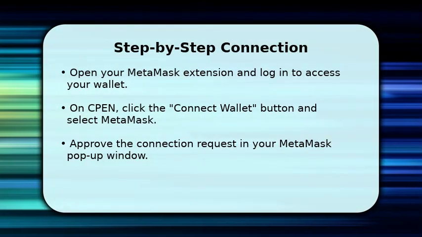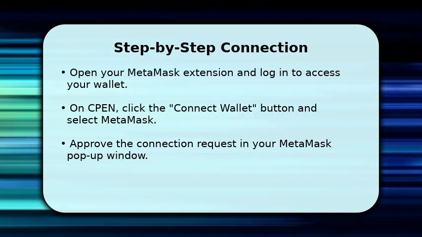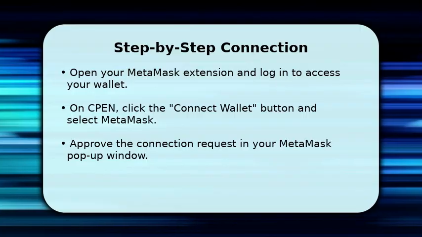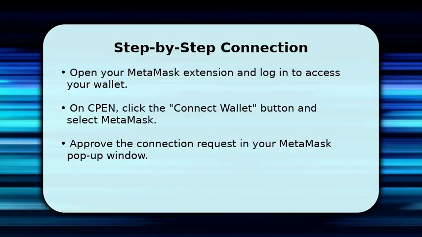Once you're logged into MetaMask, head over to the CPEN website. You'll typically find a Connect Wallet button, often in the top right corner. Click this button, and a list of wallet options will appear. Select MetaMask from the choices. A pop-up will then appear from your MetaMask extension, asking for your permission to connect. Carefully review the details and click Connect to authorize the link.